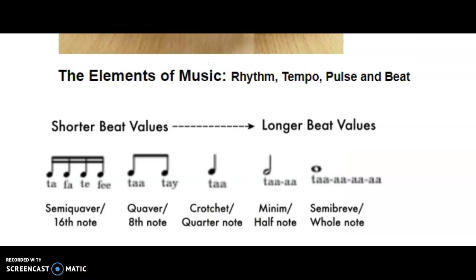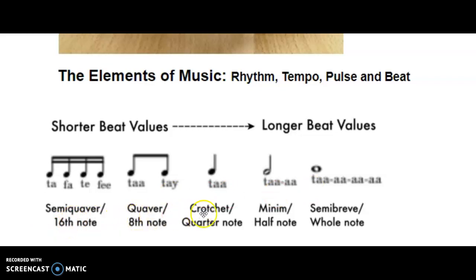There I see different beat values, longer beat values. That's what we do in our theory. We have the semi-quaver notes there. We have quaver notes there, crotchet notes, minim notes, and semi-breves. So that is my different rhythmical patterns and notes with the beat values.